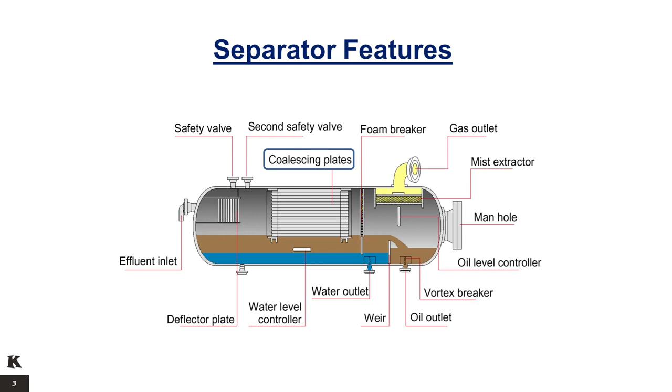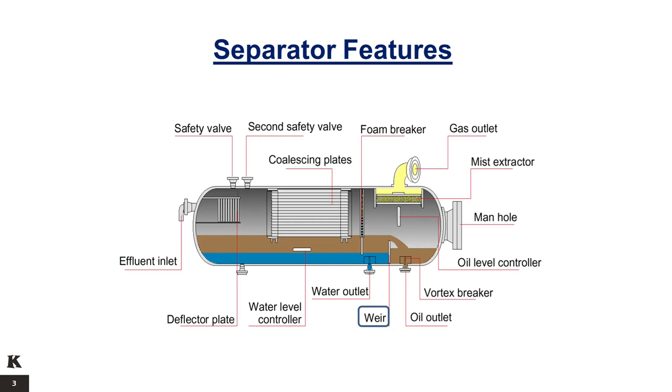Gas leaving the coalescing plates may not yet be dry. Foam breaker. A wire mesh foam breaker prevents waves of foam passing along the separator and being carried away with the gas. Mist extractor. Before leaving the separator, the gas will pass through a mist extractor composed of a mass of wire mesh. It is designed to stop tiny oil droplets down to 10 microns from leaving the separator out of the gas line.